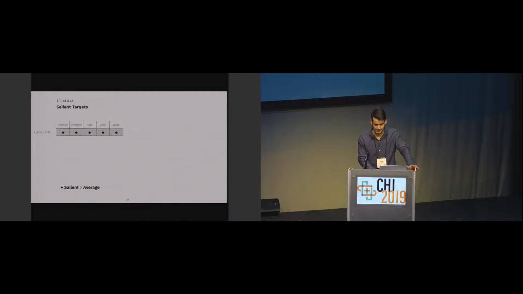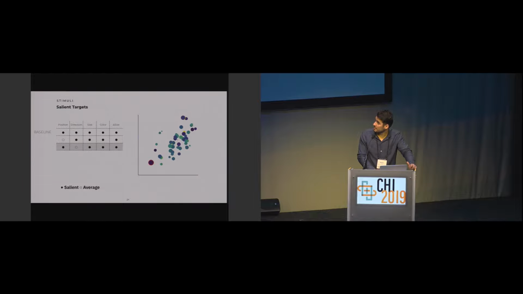And the other group contains salient targets. So we have a baseline where all visual dimensions are salient, and 5 variations where a single dimension is average. So here's the baseline, and then we turn off position.